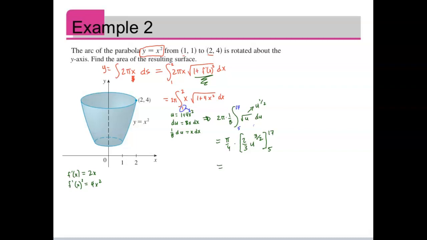This doesn't look to come out very nice. It kind of seems like it's going to be nasty, but that's okay. So we'll get pi over 4 times 2/3 17 to the 3/2 minus 2/3 5 to the 3/2, which I think is going to come out to be some weird irrational number, but let me check. Let me see if they just give us a decimal approximation of it. No. I mean, we'll just leave it as is.